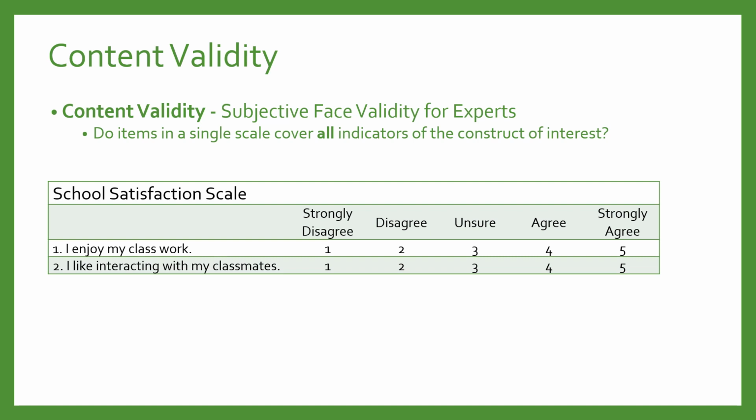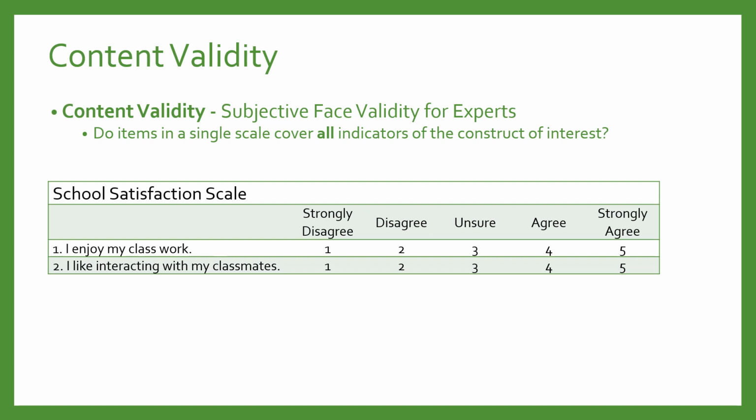So with content validity, this is like subjective face validity for experts. So it's the subjective judgment of someone with knowledge in the subject matter. So it's really about, do items in a single scale cover all the indicators of the construct of interest? So think about what's missing in this measure of school satisfaction. So I enjoy my classwork. I like interacting with my classmates. What are some other facets of school satisfaction that are important to tap into? So think about it for a second.